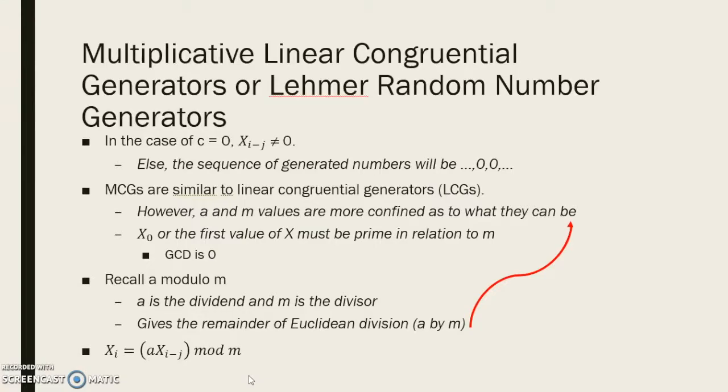So that is how multiplicative linear congruential generators work, and they're a little bit different than the mixed linear congruential generators and linear congruential generators in general. The main difference is that C equals 0, so it confines your variables A, M, and x_0.